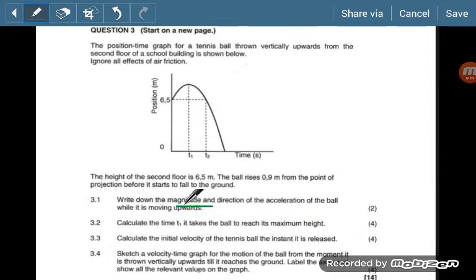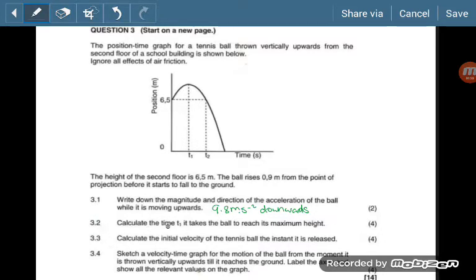So our solution to number 3.1 is going to be 9.8 meters per second squared downwards. Always. We are not going to have it any other way. There is no way you can say it's 9.8 meters per second upwards. No, because the force of gravity is always acting vertically downwards.